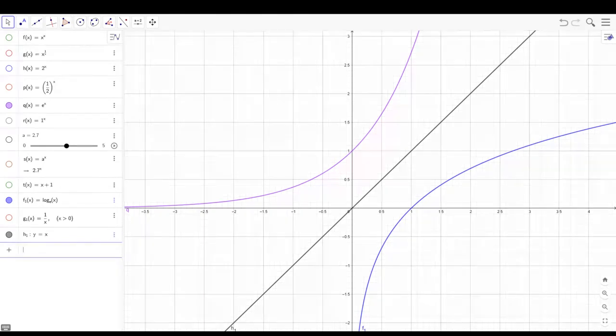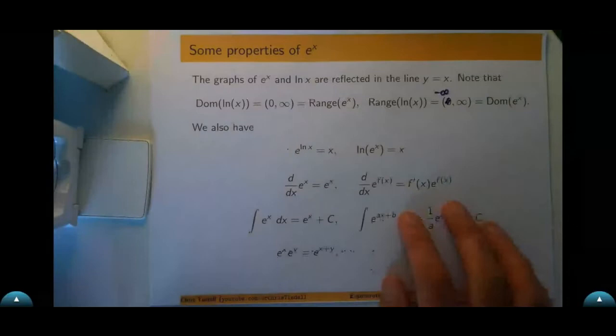Okay, so I think this should be negative infinity. Okay, so this should be a negative infinity here. So let me just, I've just found a little typo. So let me show you that. Okay, so that should be negative infinity, not 0.